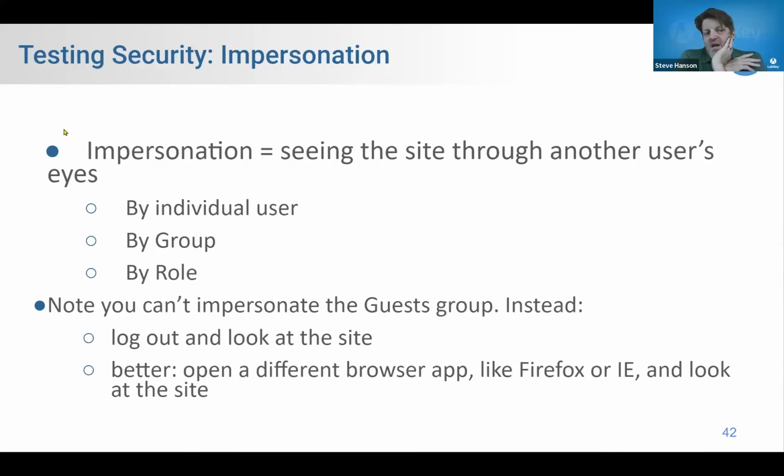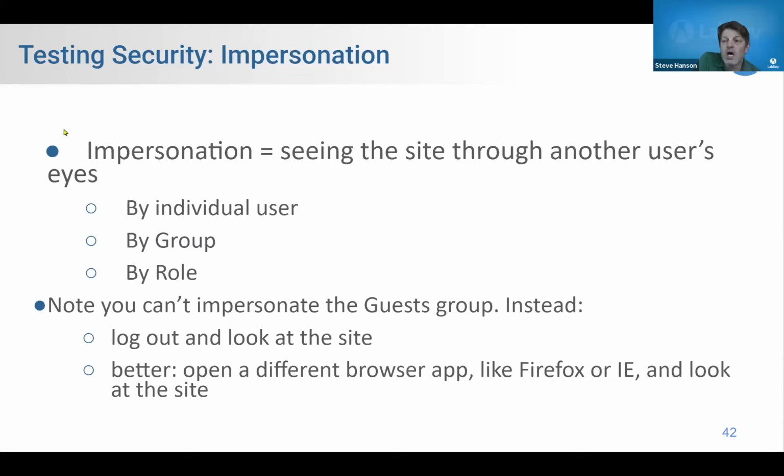Testing security. We've seen a little bit about impersonation. You can see this server from other people's eyes. It's a great tool for trying to decide whether you've got your security set up right. I really encourage you to use impersonation. If you're trying to figure out if people are seeing the right things and if there are any leaks that you don't want to expose, go and look at the site from that user's point of view and see if it's reasonable. Interestingly, you can also impersonate groups and roles. But you actually can't impersonate the guest group. It's just not possible. So how do you do that?